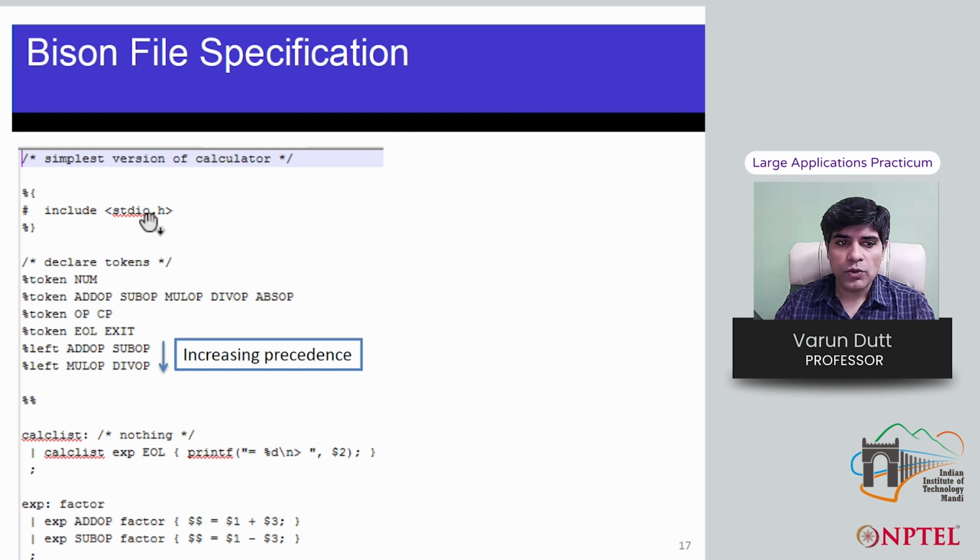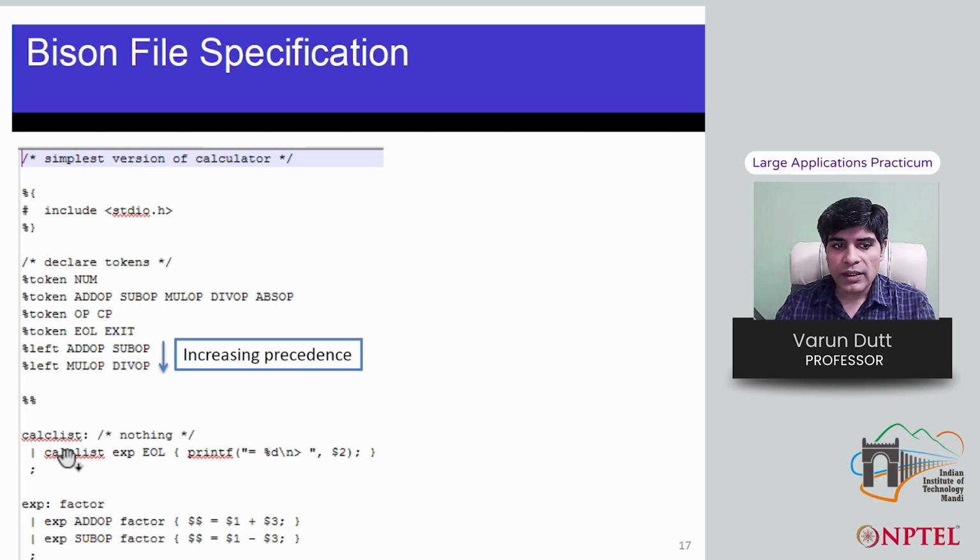You can actually see stdio.h, and we have already defined the tokens which we defined in flex: num, add op, sub op, mul op, div op, abs op, op, and cp. Some other tokens are eol and exit. Add op and sub op have left associativity, from left to right, and they are at one level. The mul op and div op also have left associativity from left to right, in case of parenthetical operations, and mul op and div op have higher precedence than add op and sub op.